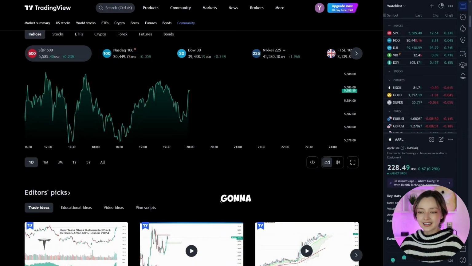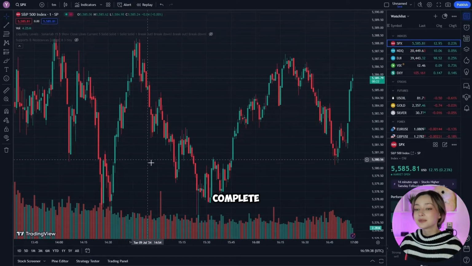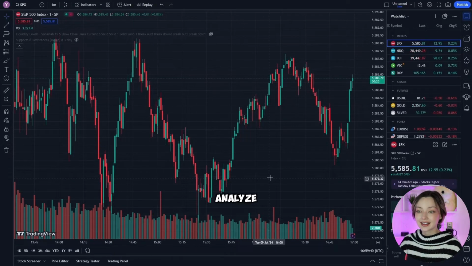So now we're gonna need the TradingView platform. Once you open it, you're gonna want to sign up. Now, how do we get to the full chart? Just click on this button right here. Yep. Now we got a complete chart that we can properly analyze.